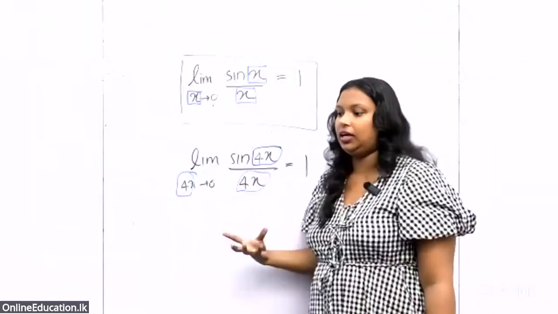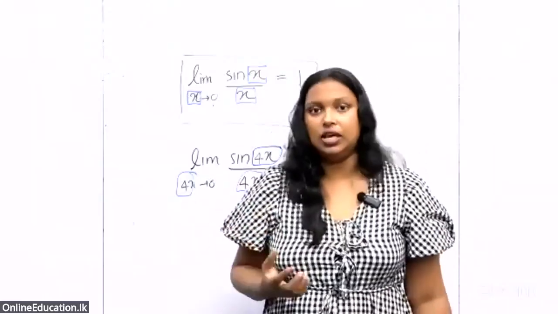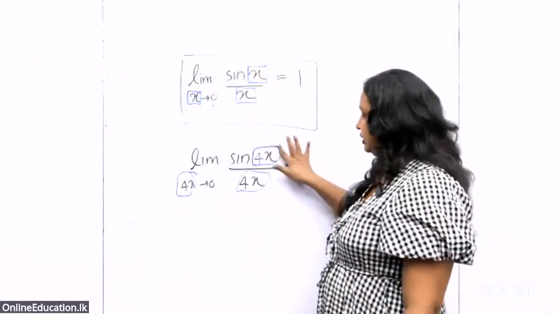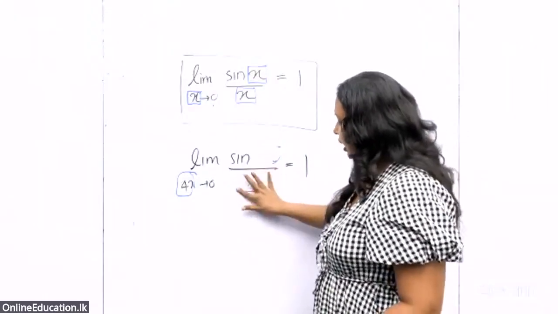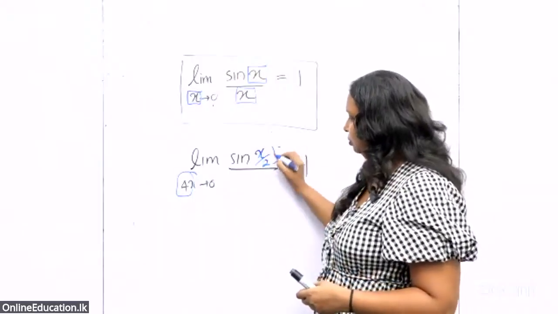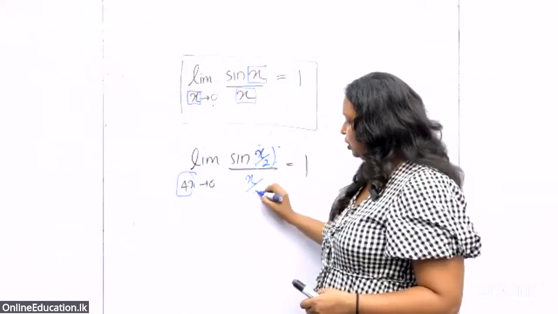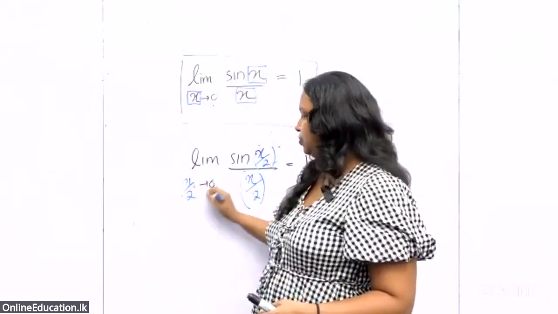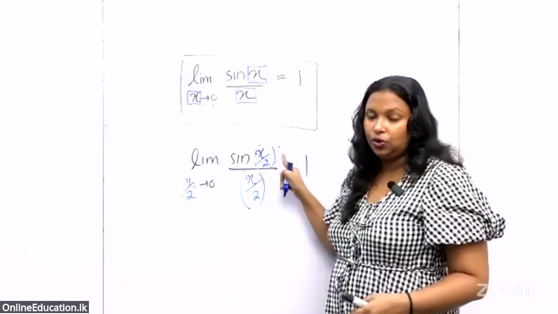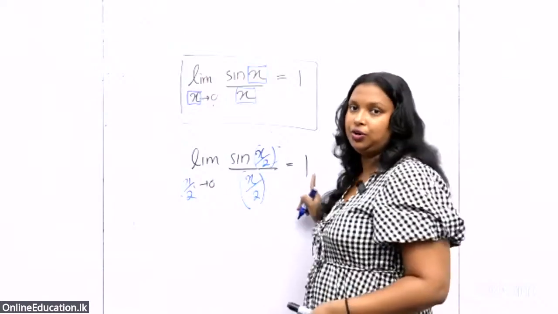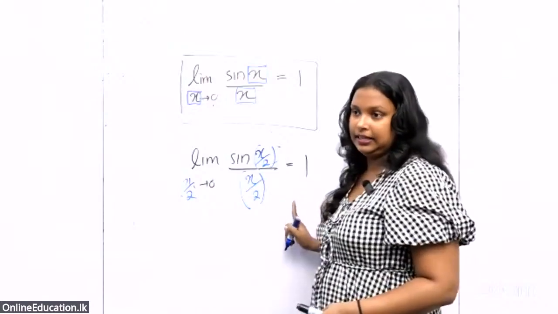So what we are trying to do is, when you get questions, we try to form the format. Another example: if you have sine of x over 2, the denominator also should have x over 2. So limits of sine x over 2 over x over 2 when x over 2 tends to 0 will be equal to 1. Is it clear?